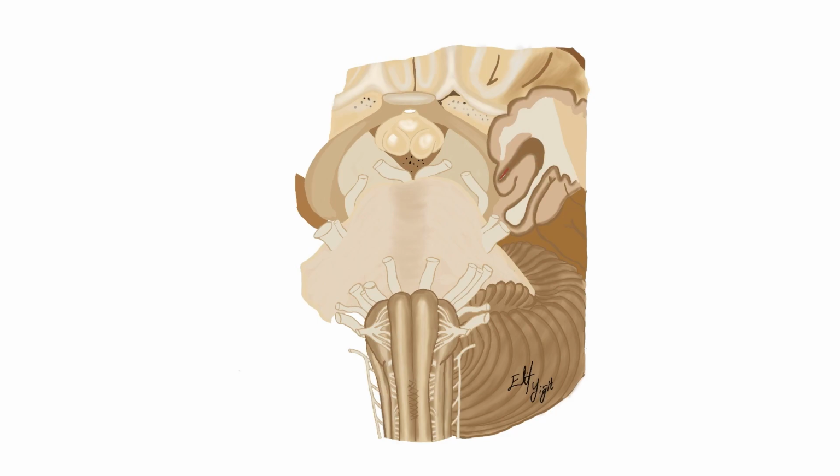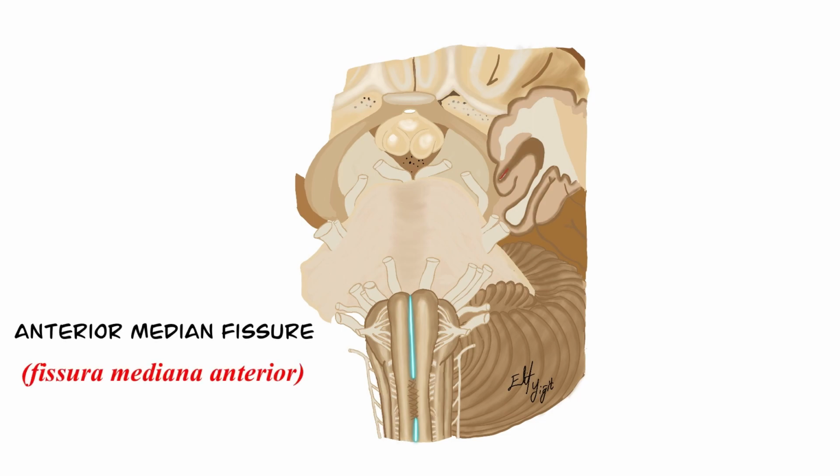Now let's take a close look at external structures of medulla oblongata on ventral surface. Ventral surface has some distinctive structures. These are one fissure, two sulci, the pyramids, the olives, and some cranial nerves. In the midline, there is a main fissure known as anterior median fissure. It is also known as fissura mediana anterior in Latin. Anterior median fissure is the continuation of anterior median fissure of spinal cord.